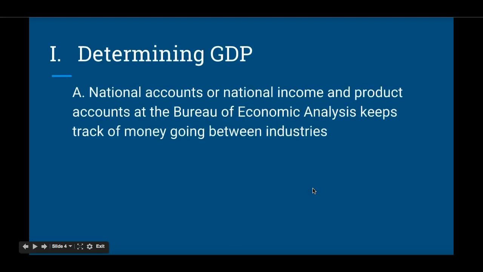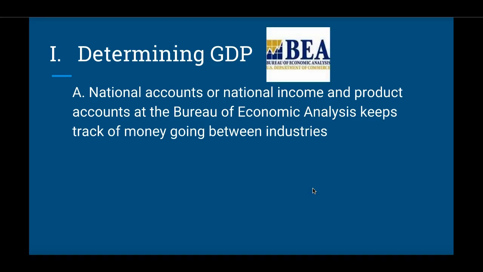determining GDP. The first thing I wanted to talk about is that the national accounts, or the national income and product accounts, depending upon which one you want to say, is the part of the Bureau of Economic Analysis that is in charge of actually determining GDP. So you should know who's in charge of this. They look at the flow of money between different industries, as well as using the three different ways to determine GDP that I'm going to talk about in this video.